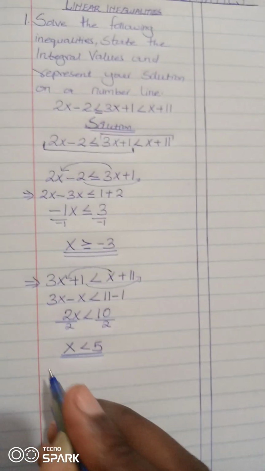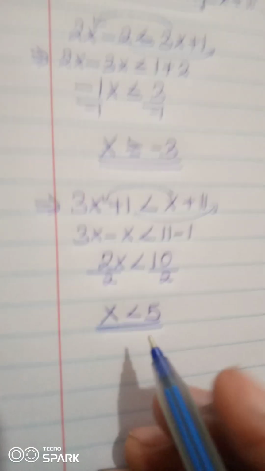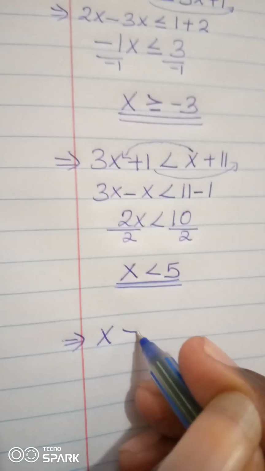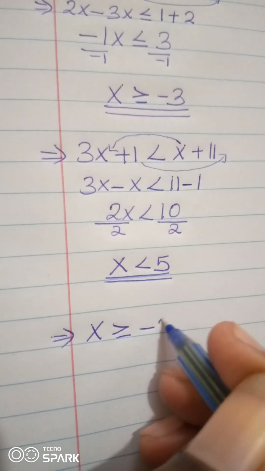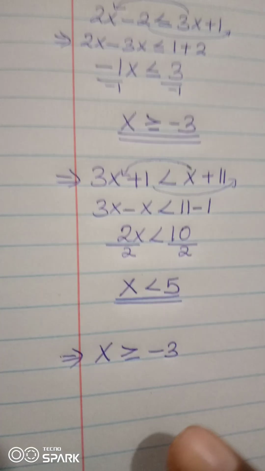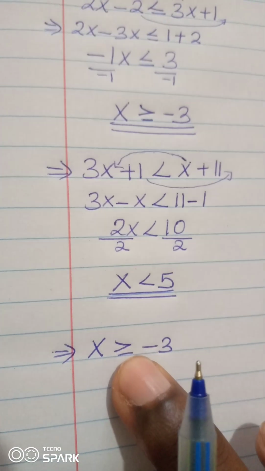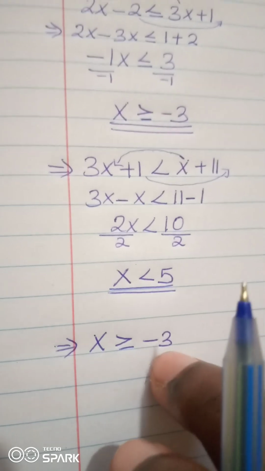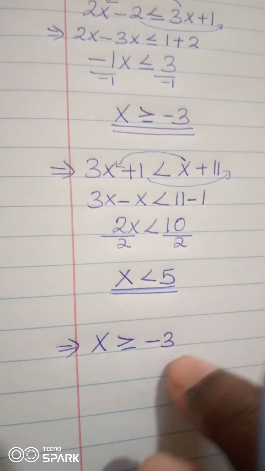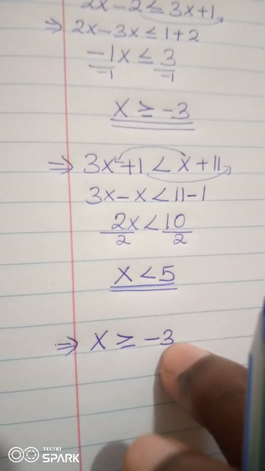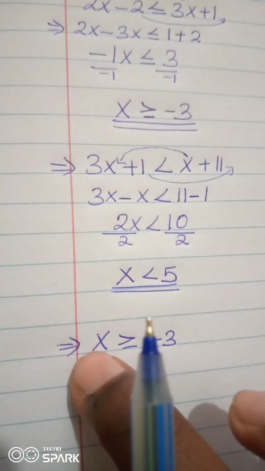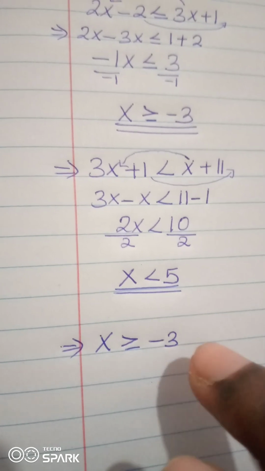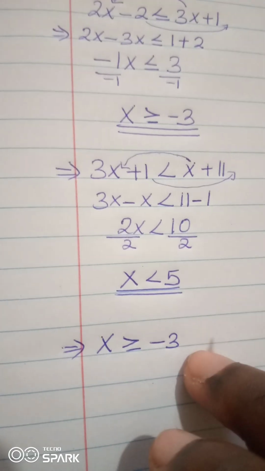My dear student, let us see how to do it. We have x is greater than or equal to negative 3. You must rewrite this statement starting with the digit. And therefore, if x is greater than negative 3, that means negative 3 is less than x.